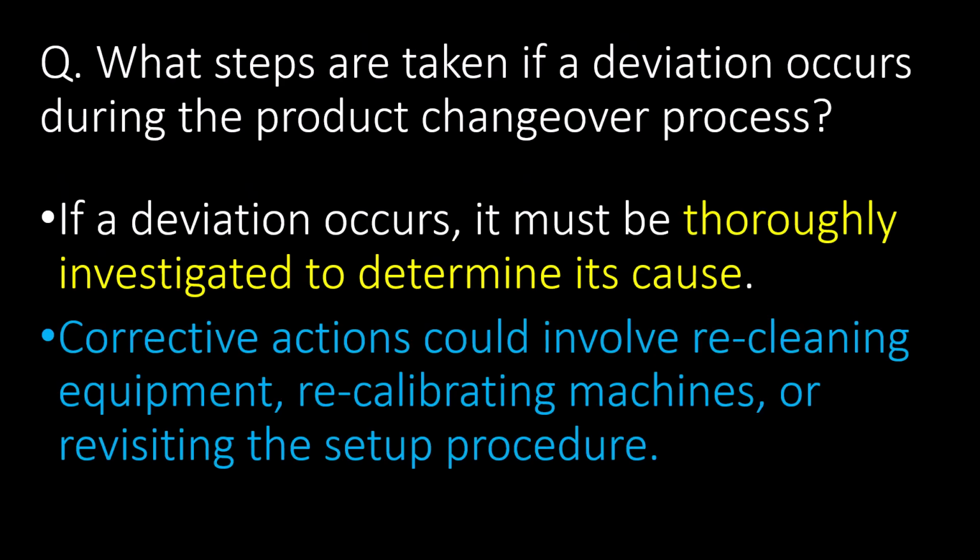What steps are taken if a deviation occurs during the product changeover process? If a deviation occurs, it must be thoroughly investigated to determine its cause. Corrective actions could involve recleaning of equipment, recalibrating machines, or revisiting the setup procedures.